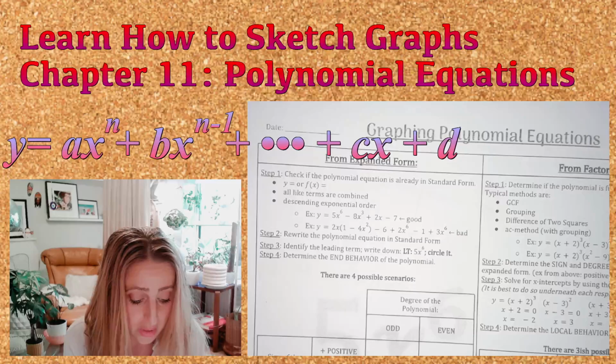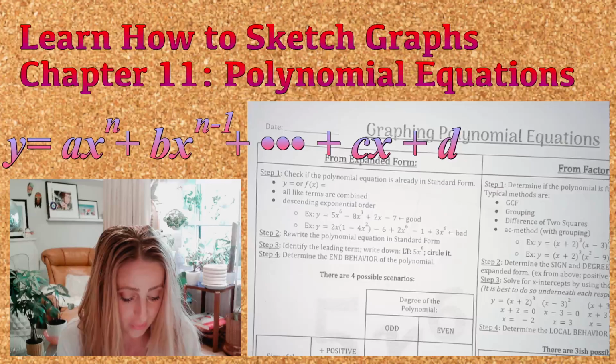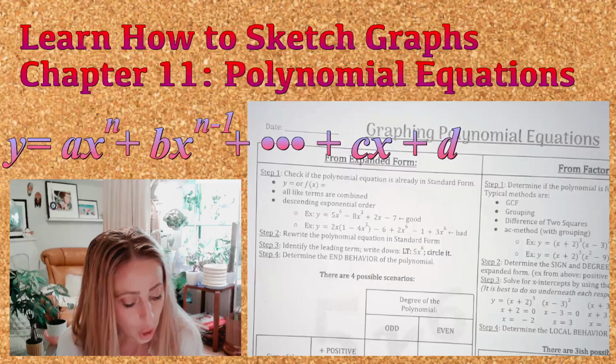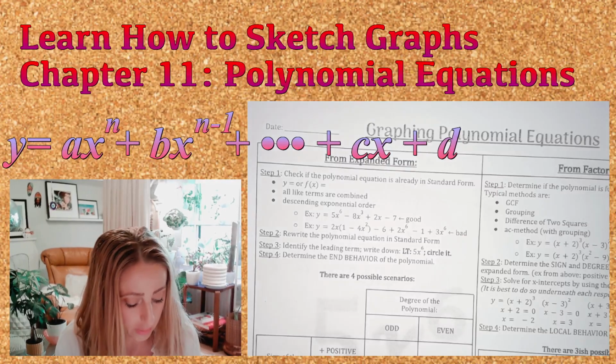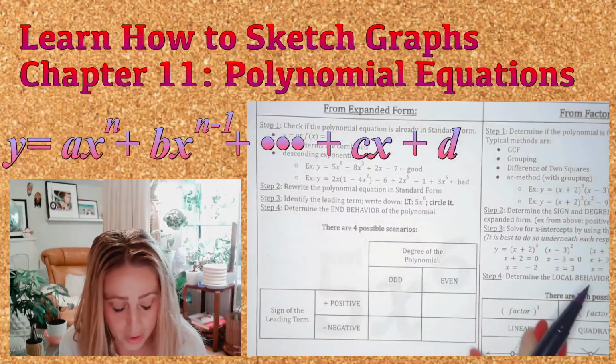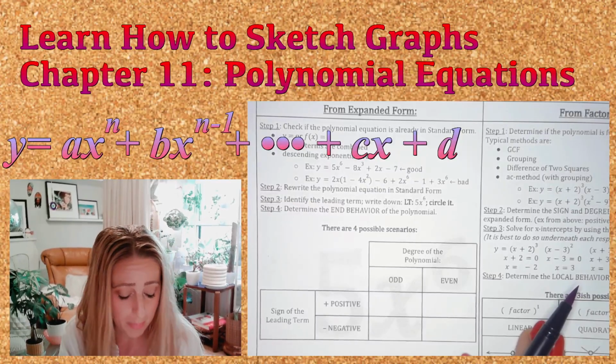Step 3, identify the leading term. Put it down for yourself somewhere. In this case, 5x squared. Circle it, whatever you have to do to address it. Determine the end behavior of the polynomial from that leading term. This chart, like a little Punnett square, is going to tell you what the end behavior is, which is the limits at negative infinity and positive infinity.